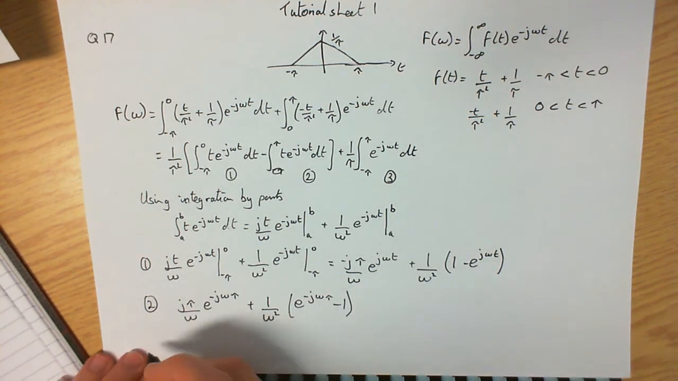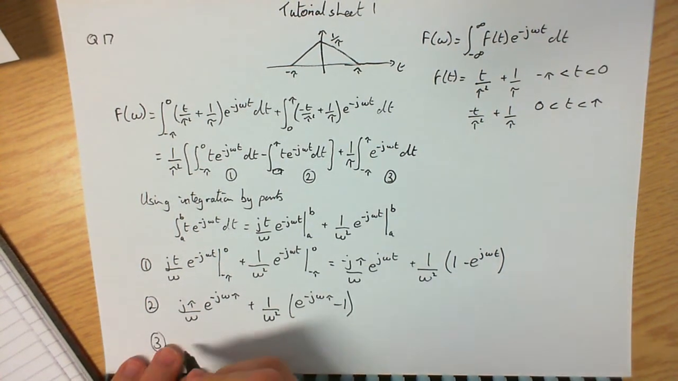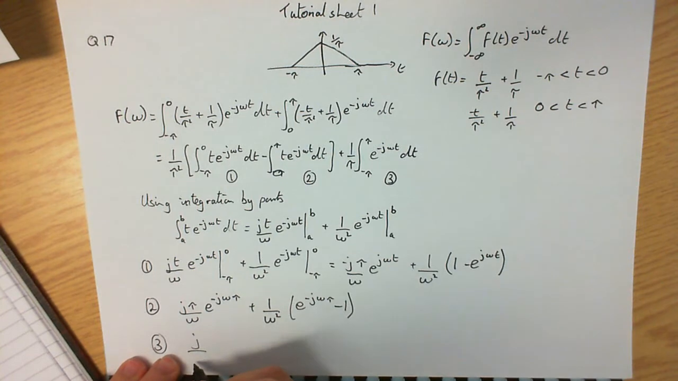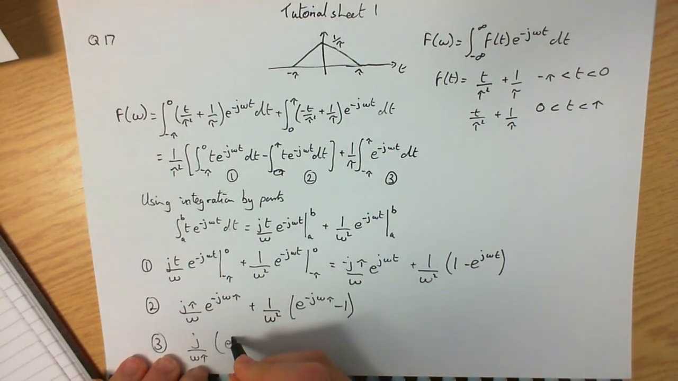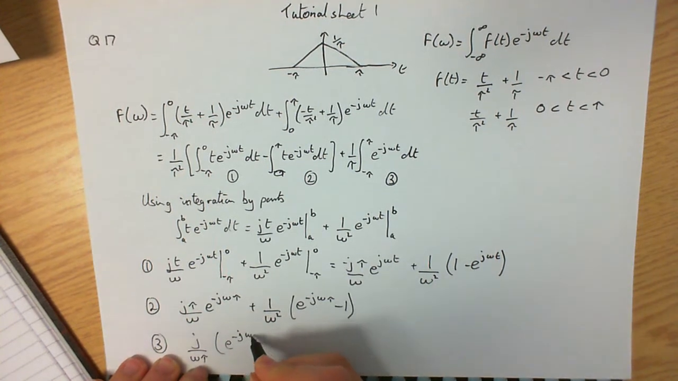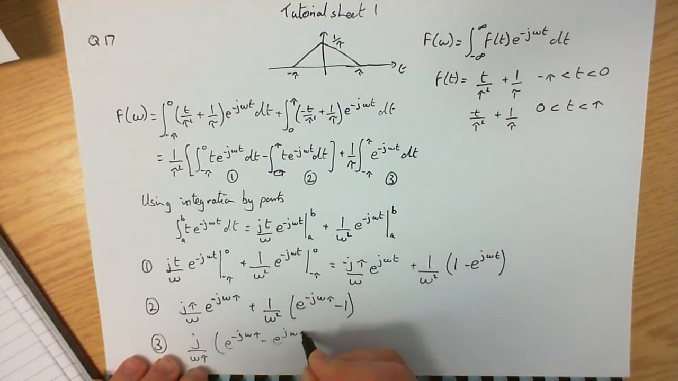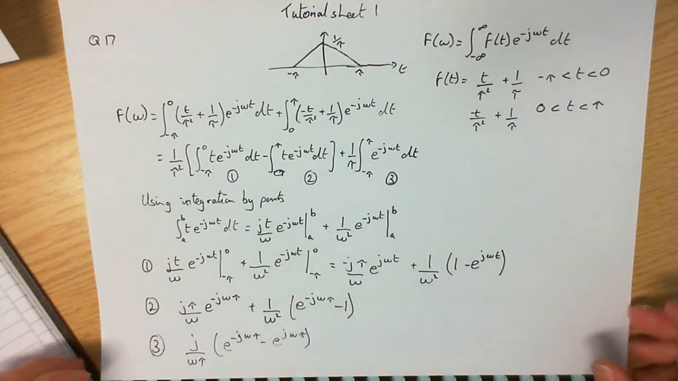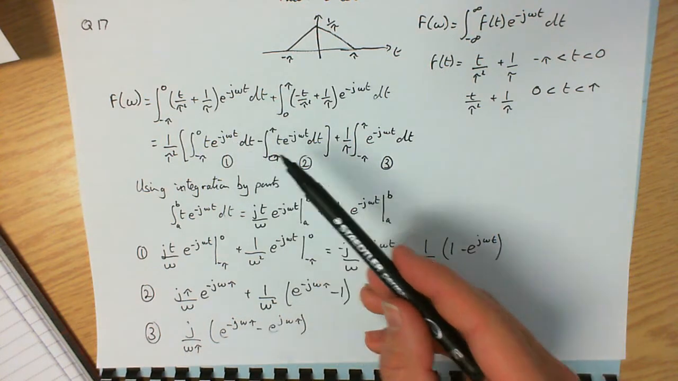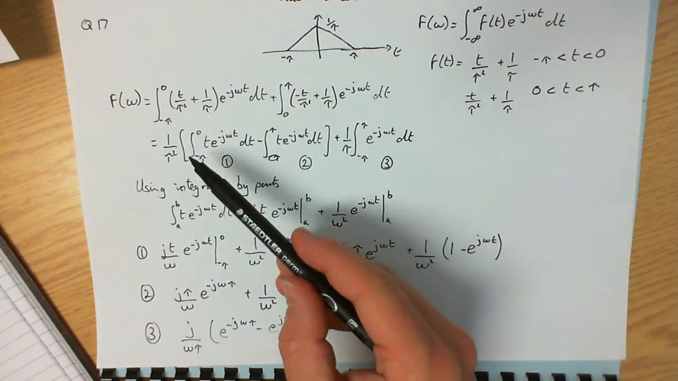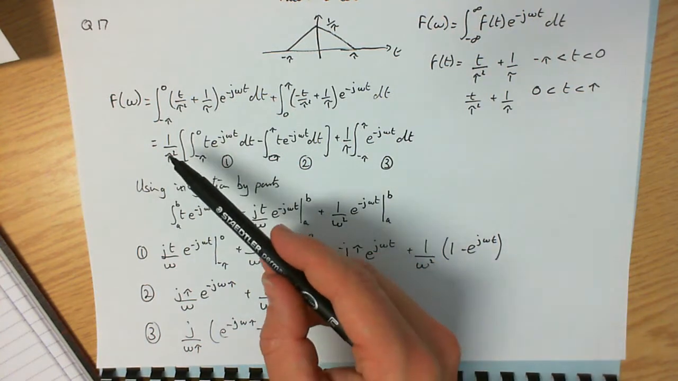And integral 3, which is very, very simple, gives us j over omega tau into e to the minus j omega tau minus e to the plus j omega tau. So we've got our 3 integrals that we've carried out. Mustn't forget that we've got to multiply out the difference between 1 and 2 by 1 over tau squared.